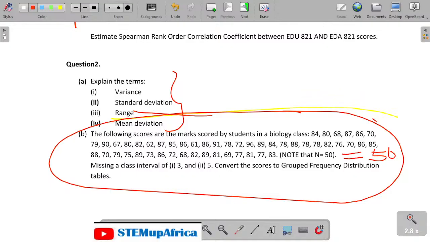Now let's go to the question. It says a class interval of 3, and 5. Convert the scores to a grouped frequency table. So your class interval now, it says 3. Your class interval is 3. For you to construct the frequency distribution table using 3 and 5, first of all, you're going to locate the lowest number from this group. For all these numbers they give to you, you have to locate the lowest number.